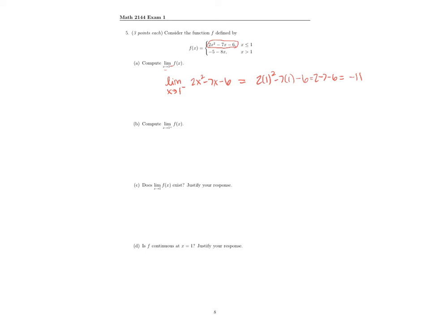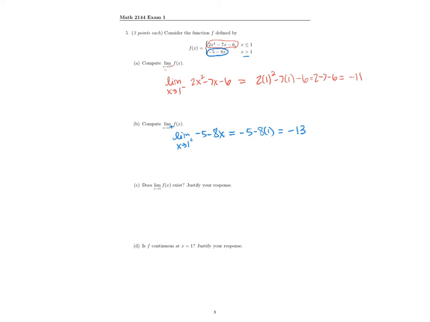And if I come in from the right-hand side, I'm going to use this function because this is true for x values greater than 1. So I'll look at the limit as x approaches 1 from the right of this function, negative 5 minus 8x. And if I just compute that, I'll have negative 5 minus 8 times 1, because, again, that's linear, so it's going to be continuous for all x, so I can just plug in. Negative 5 minus 8 is negative 13.